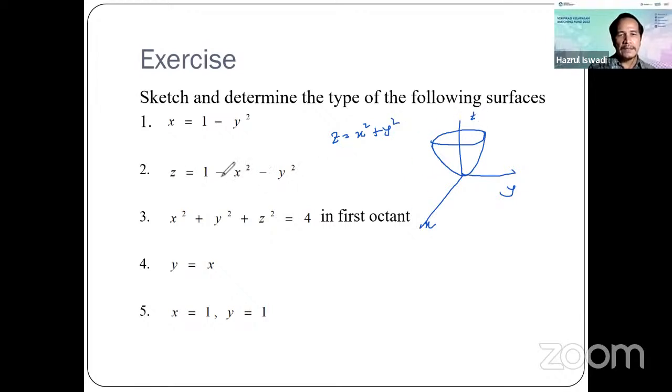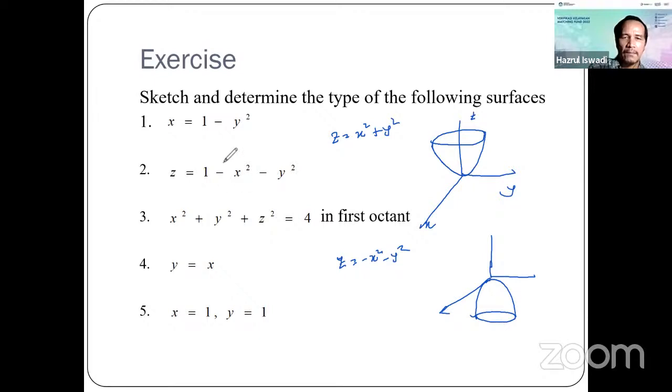Then there is a negative symbol, or minus. So we have z is equal to minus x squared minus y squared. It means that we will have the paraboloid but in the opposite direction. So the paraboloid will be like here. This is the paraboloid for z is equal to minus x square minus y square.